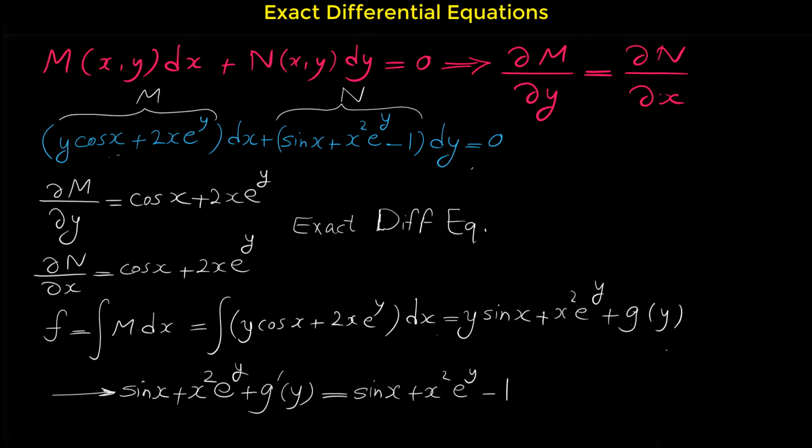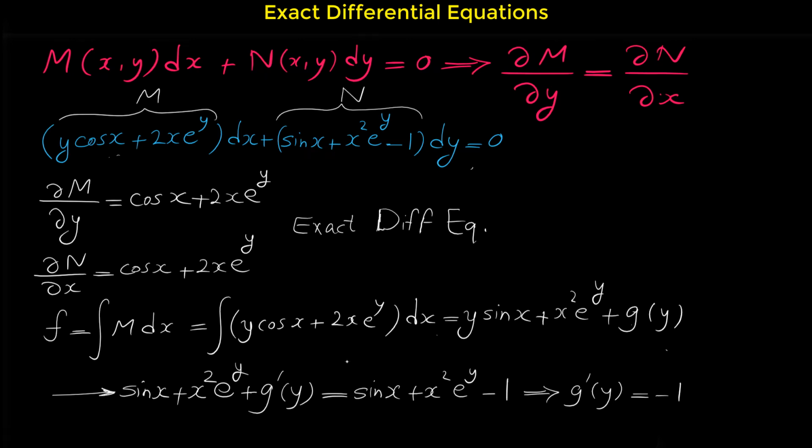Now if you look at the left side and right side of this equation, you can see that sine of x on the left side and sine of x on the right side cancel each other. x squared e to the y and x squared e to the y also cancel each other. And so g prime of y equals -1.